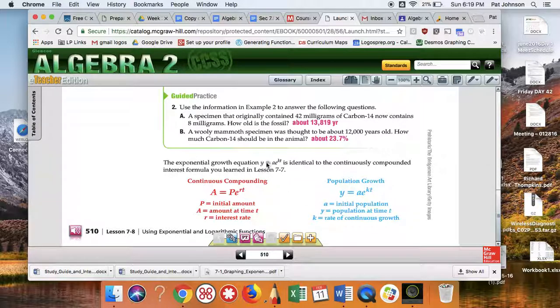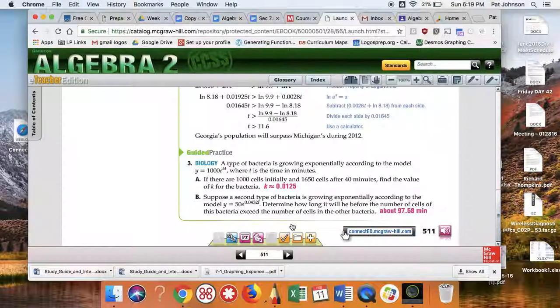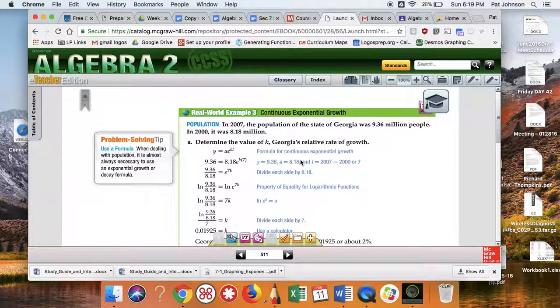Okay, so you see that they're similar to the exponential growth equation. A equals P times e to the RT, and Y equals A times e to the KT. So you have an initial population at time t, and rate of continuous growth. Again, you have the initial amount at time t, and the interest rate. So let's use these formulas on a real world problem. In 2007, the population of the state of Georgia was 9.36 million people. In 2000, it was 8.18 million. Determine the value of K, Georgia's relative rate of growth.